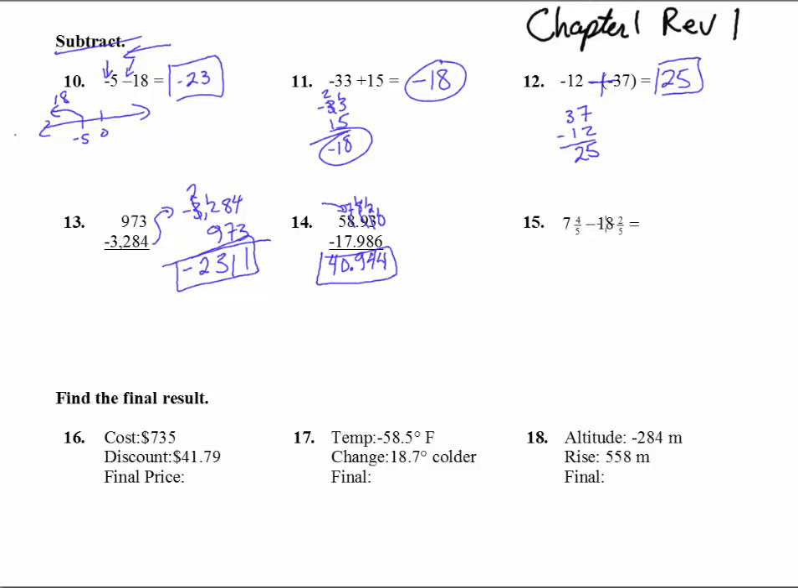Oh, this one looks a little tougher. 7 and 4/5 minus 18 and 2/5. Now, if we're going to write this out correctly, we've got to have the bigger one on top, 18 and 2/5, and then put the 7 and 4/5 on the bottom. Well, that stinks. Look at that. 2 minus 4, we have to do some borrowing here. And that's what we're going to do.